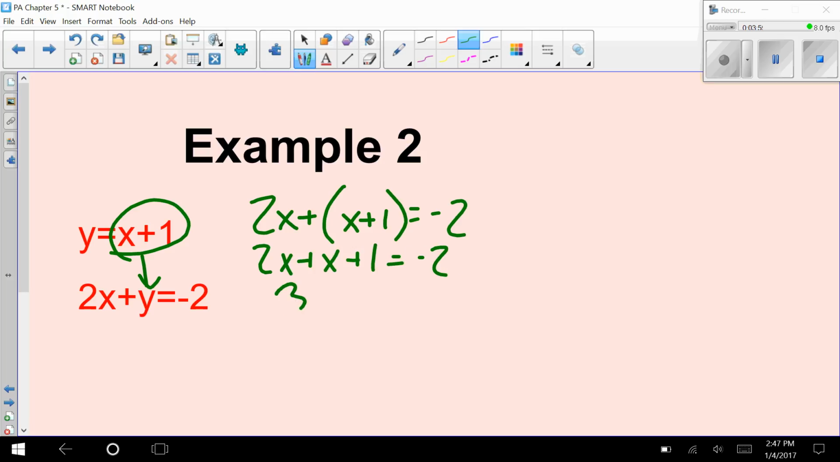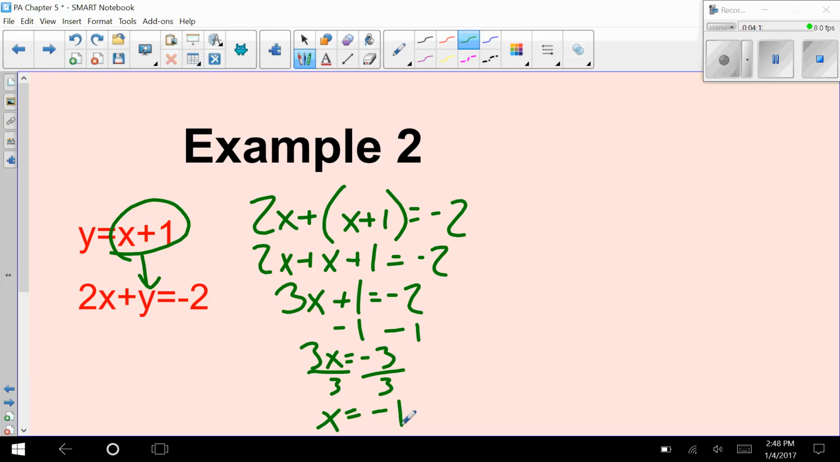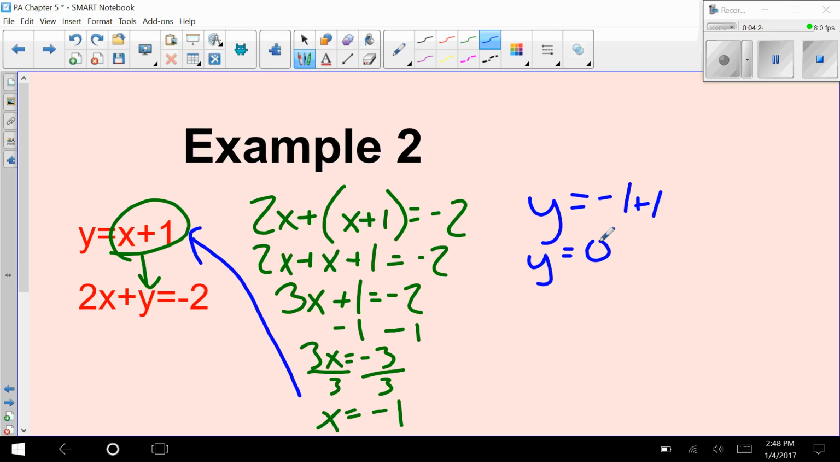Combine my like terms, I get 3x plus 1 equals -2. Subtract 1 off each side, I get 3x equals -3. And divide by 3, so I get x equals -1. Now I take that and I plug it in to that first equation. So y equals -1 plus 1. Well, -1 plus 1 is 0. So my solution is -1, 0.